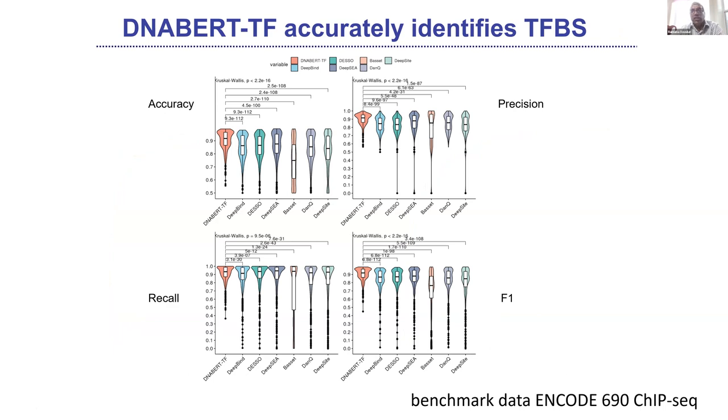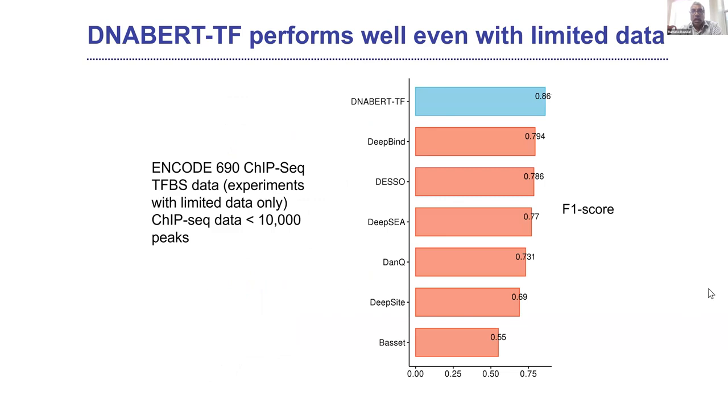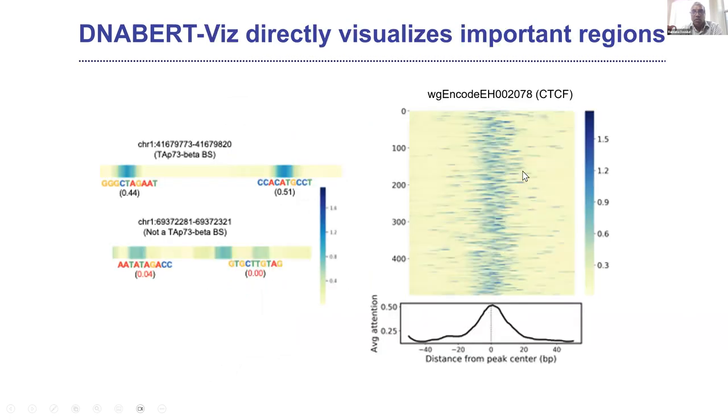Again, the accuracy is key here. If we don't have a very highly accurate prediction program, then the effect of these 1 or 2 nucleotides can't really be evaluated with high accuracy. So this is how DNABERT, in terms of F1 score, performs on the 690 ChIP-seq TF-based data, and it is 0.86 overall F1 score.